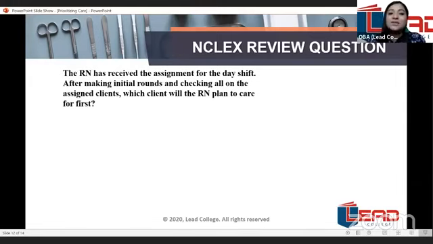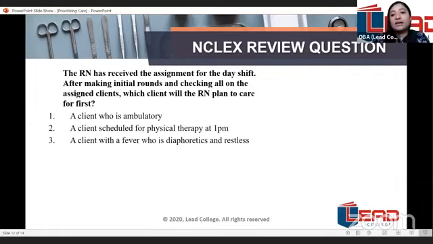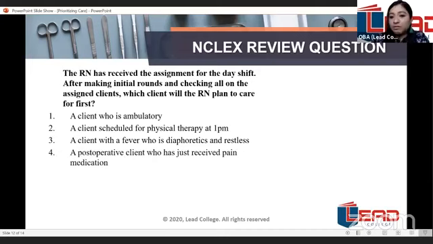So the RN has received the assignment for the day shift. After making the initial rounds and checking all the assigned clients, which client will the RN plan to care for first? A client who is ambulatory, walking all good. A client scheduled for physical therapy at 1 p.m. A client who has a fever, is diaphoretic, sweating profusely, and restless. A post-operative client who has just received pain medication.